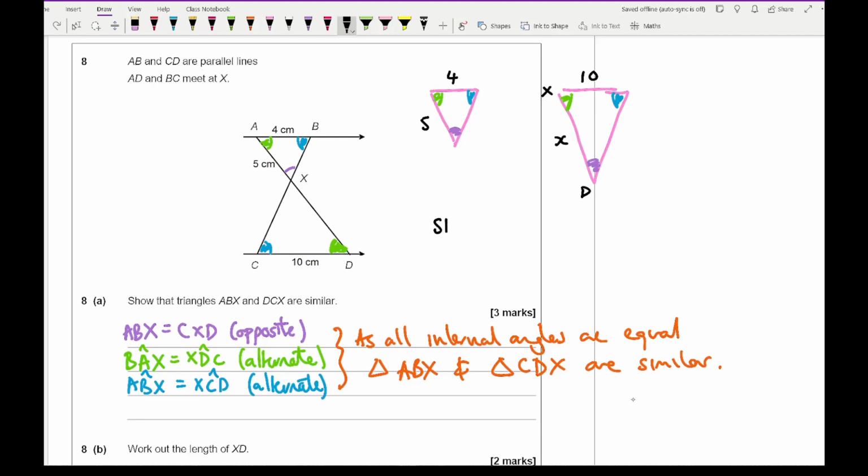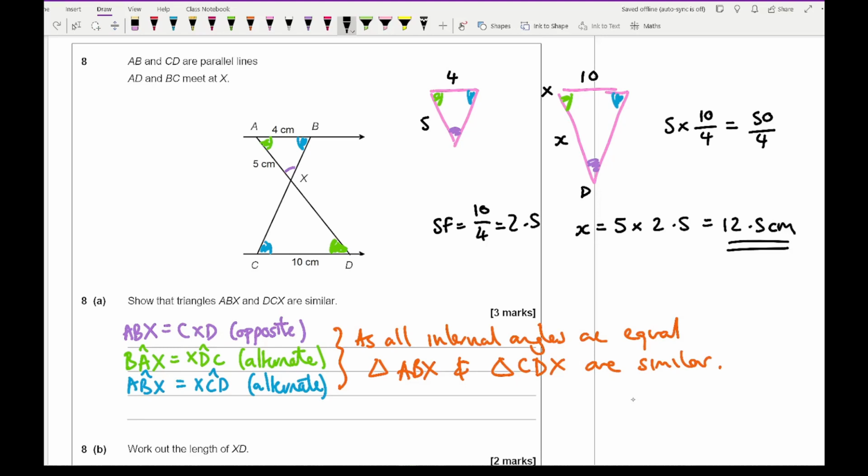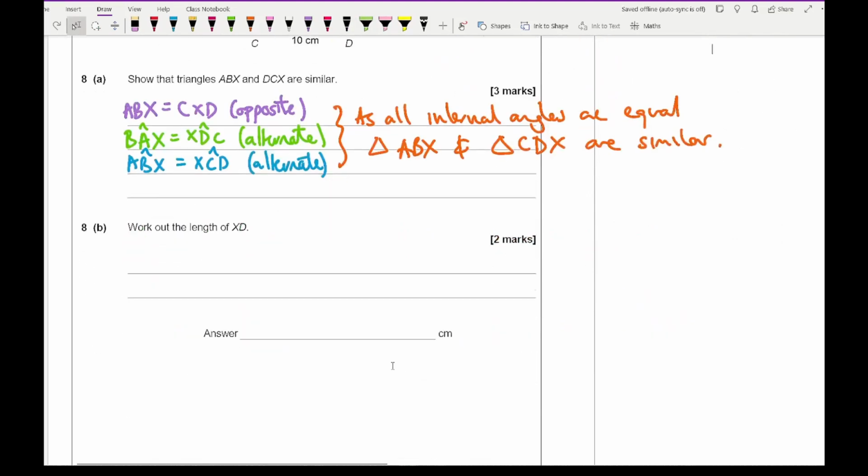So then the scale factor is going to be 10 over 4, which is 2.5. So then to work out X, it's going from the small shape to the big shape, so I'm going to multiply by 2.5. Sometimes it's easier to work with fractions when you're on a non-calculator paper, so that's going to be 50 over 4, which is 12.5 centimetres, and there is my answer for 8B.